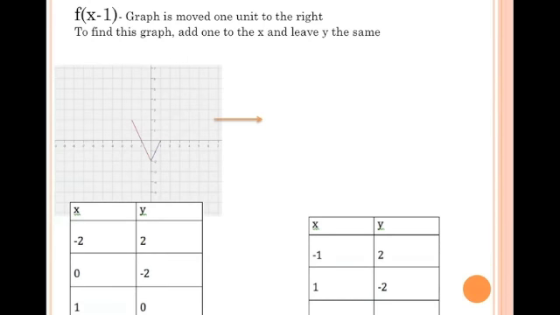When 1 is subtracted from x inside the parentheses, the graph is moved 1 unit to the right. To find this graph, you would add 1 to x and leave y the same. The new graph would look like this.